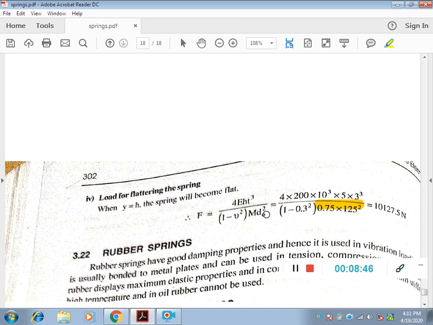Now this completes your Belleville spring and all the problems related to spring are over. Now I complete this module. In the next class I will deal with the brakes and clutches. Thank you.